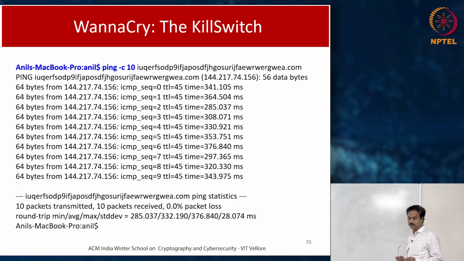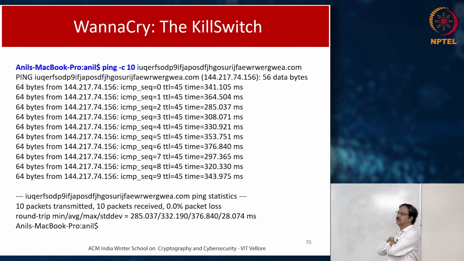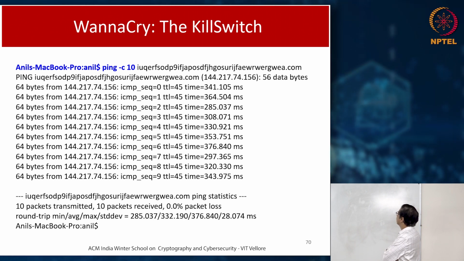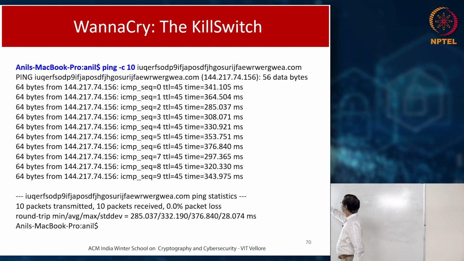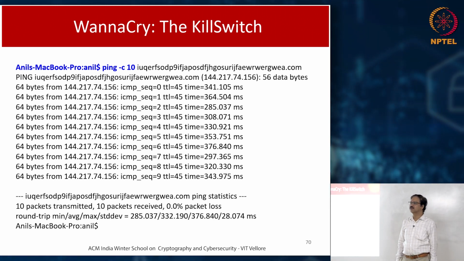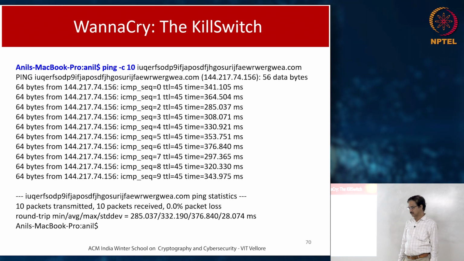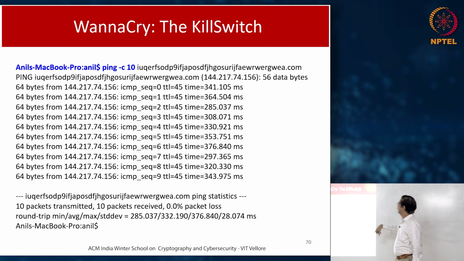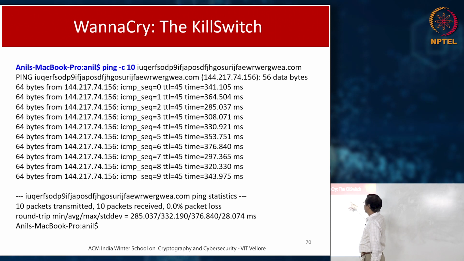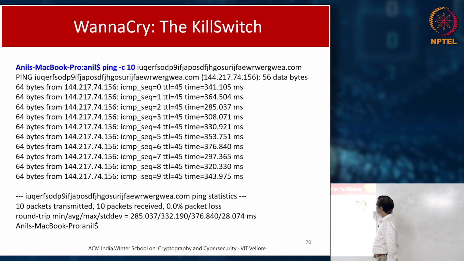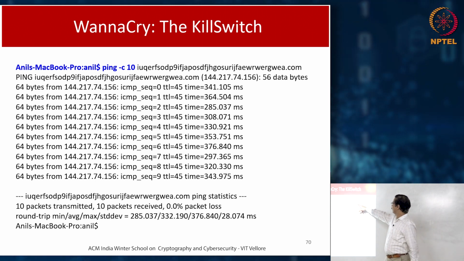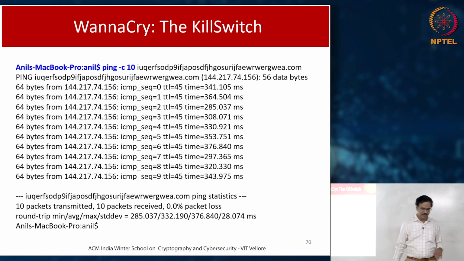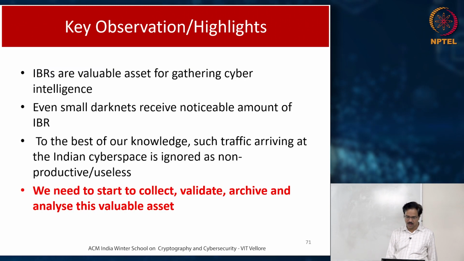So WannaCry had a kill switch. You know about it? I think you should read about it on the internet. If you look at this domain name, can you really have a domain name of that nature? Somebody bought the domain name and initiated the switch. So this was built into the code of WannaCry. What it is supposed to do is to first try for a name resolution. If it resolves, then WannaCry doesn't propagate further. So this was acting as a kill switch to stop the worldwide spreading.